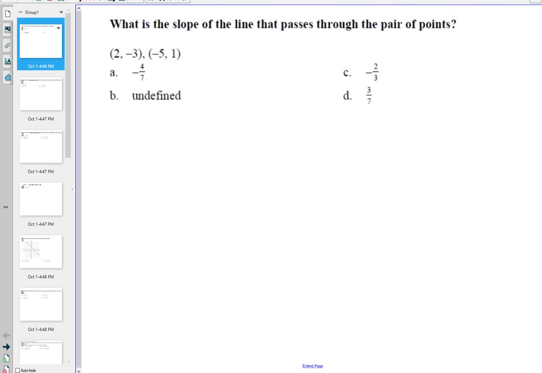Okay, so these are the ones that were missed the most. First one here just asks you only for slope. I don't know how this could have been missed the most, but it was one of the ones missed most frequently. When we're given 2 points, how do we find slope?